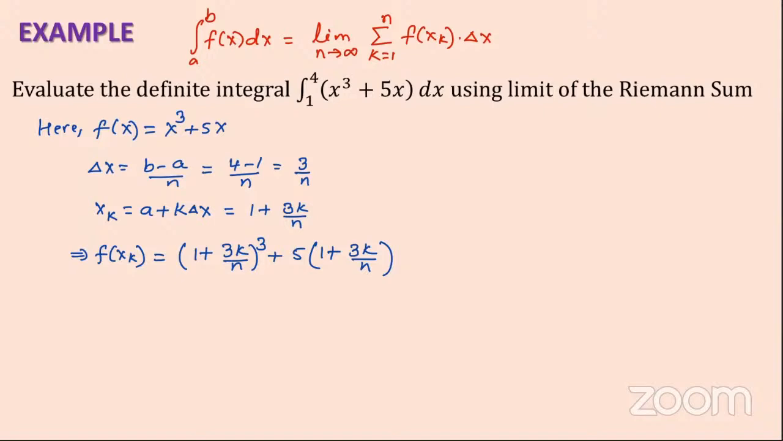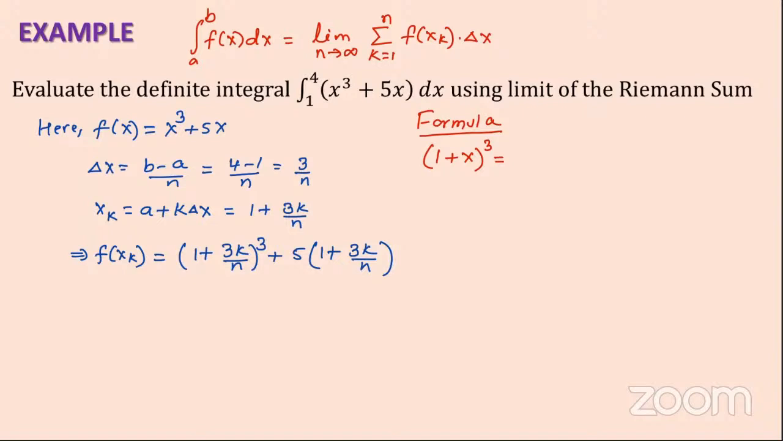And you can see the first one is 1 plus 3k over n cubed. That is, we have to multiply it 3 times. And what you know from algebra is, let me write one formula. Formula from algebra. If you have 1 plus x cubed, you can quickly multiply and check it if you want. But 1 plus x cubed is 1 plus x times 1 plus x times 1 plus x.